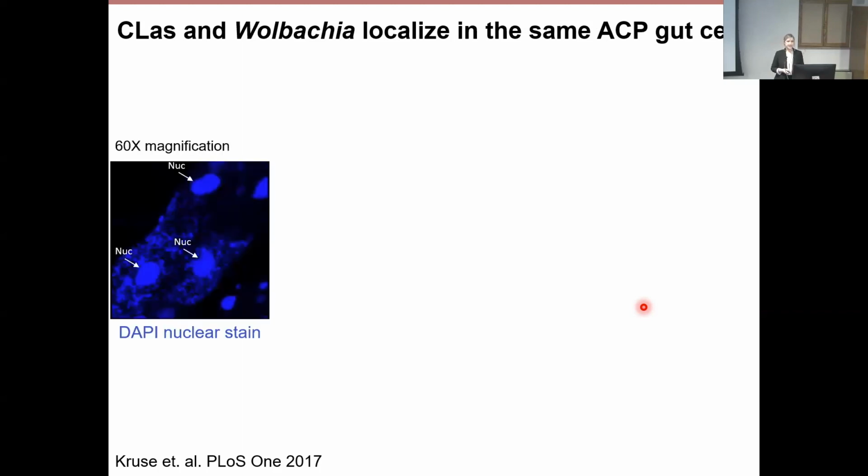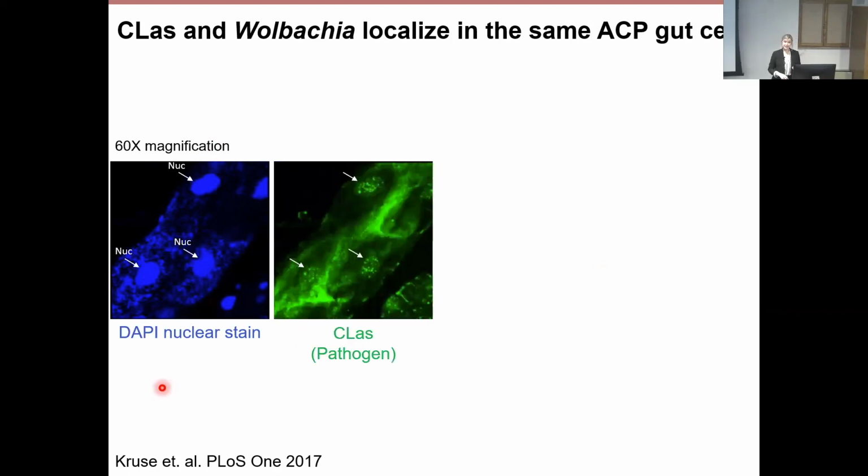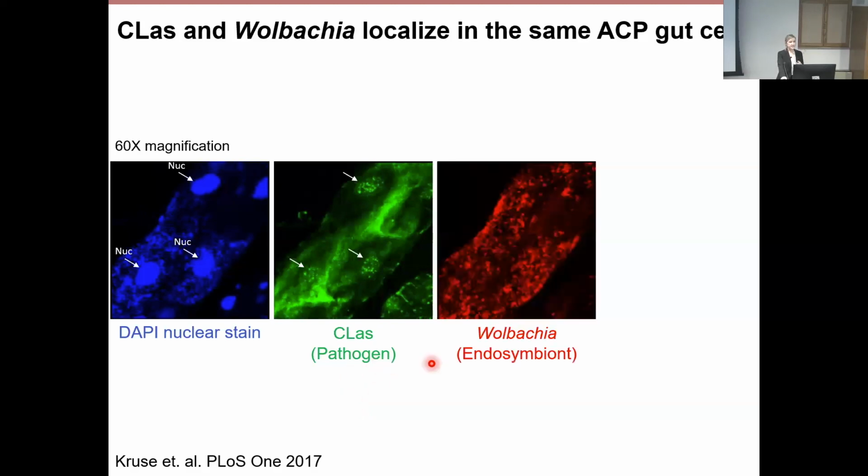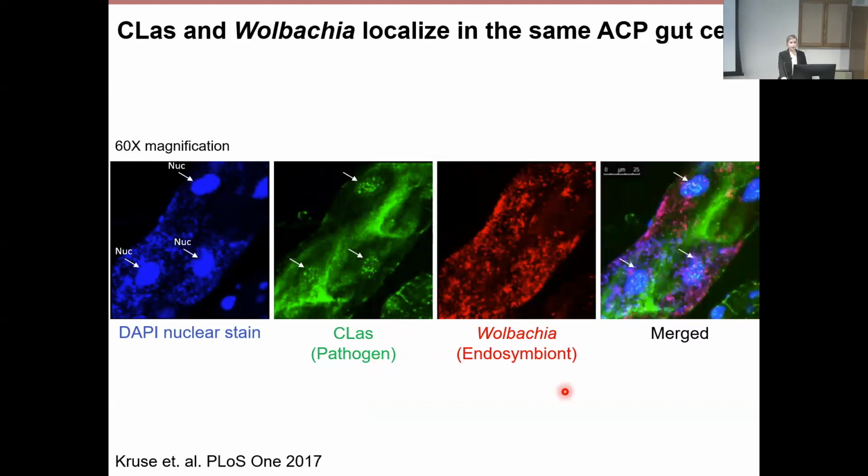And so this is a subsection of a psyllid gut that's been stained with DAPI to label the nuclei. So this should allow you to orient yourself to where the cells are located. When I use a probe against CLas, we see that CLas adopts a striated biofilm type staining pattern in the gut. And when we do the same protocol and stain Wolbachia, we see that it has a much more diffuse and punctate localization. When we merge these two images, you can see that CLas and Wolbachia actually can occupy the same cells, but they do not co-localize.